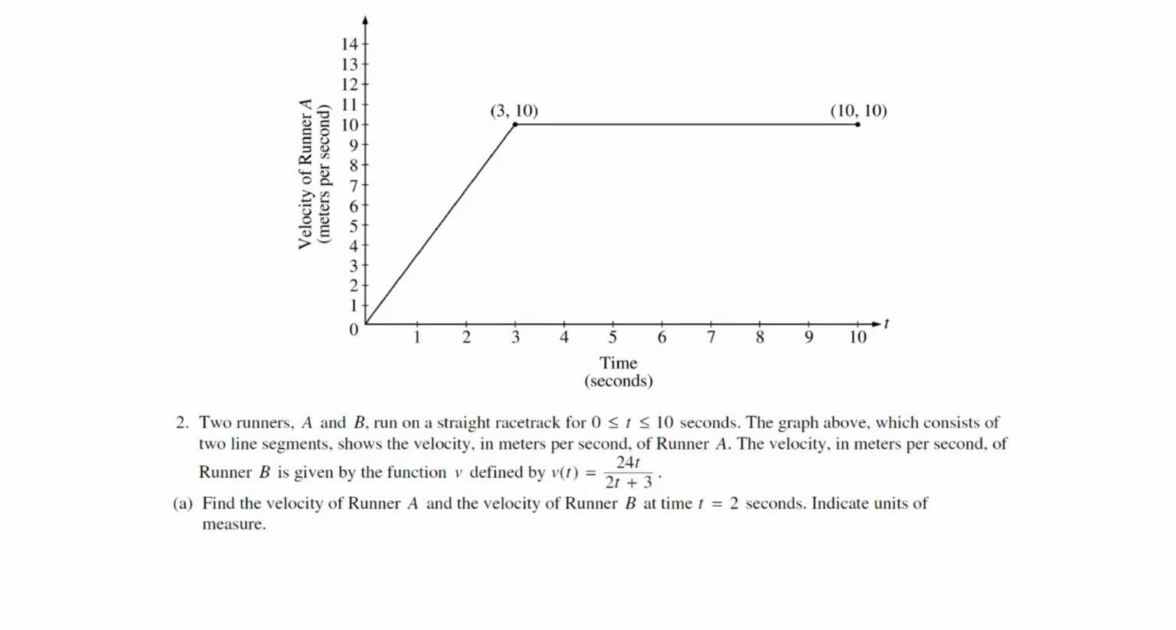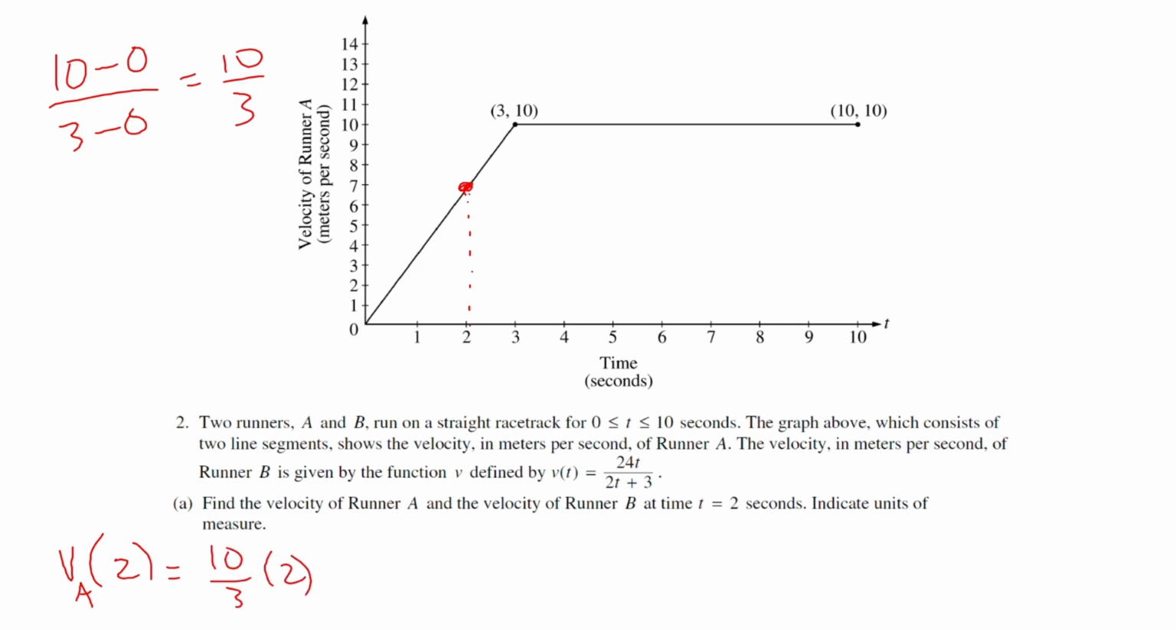So, well, for runner A, the velocity is just going to be whatever this value is right here. And so we know that this is a linear function. And so if we are going from 0, 0 to the point 3, 10, we can just find the slope there. Right? The slope is going to be 10 minus 0 over 3 minus 0, or 10/3. Well, we're going to go up 10/3 every time we go over 1. So the velocity of A at 2 ought to be 10/3 times 2, which is 20/3.